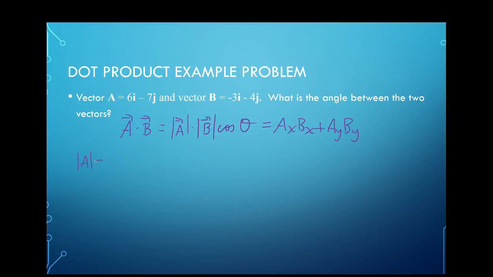So then we just evaluate this. First of all, the magnitude of A is going to be the square root of 6 squared plus 7 squared, which is 36 plus 49, which is 85, right? That's the square root of 85. And so that goes in for the magnitude of A. Okay?